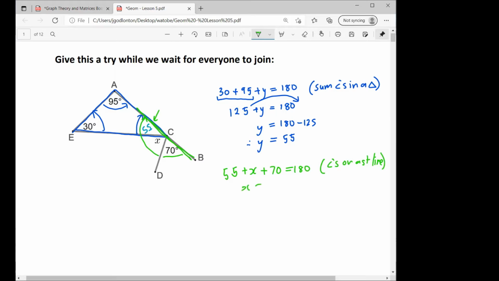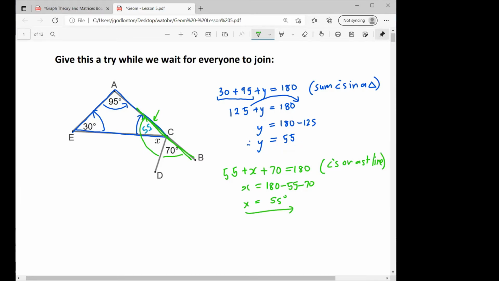Because remember, all of those angles together need to equal 180. And then we can move those onto the other side. So X equals 180 minus 55 minus 70, and it gives us a total of 55 degrees. So both of them landed up being 55.